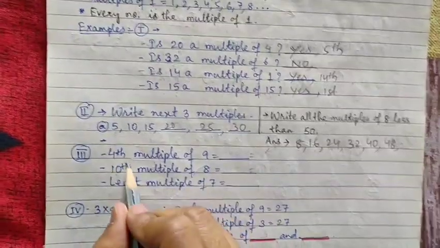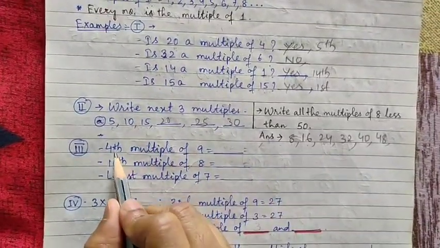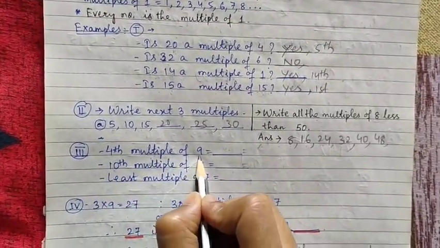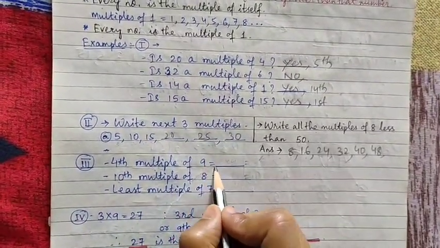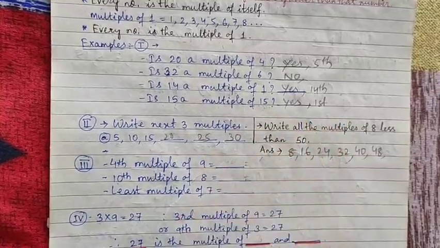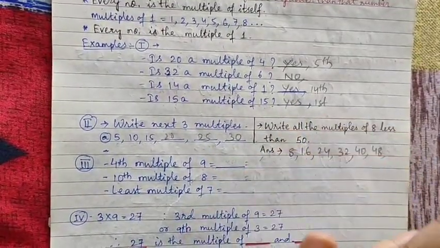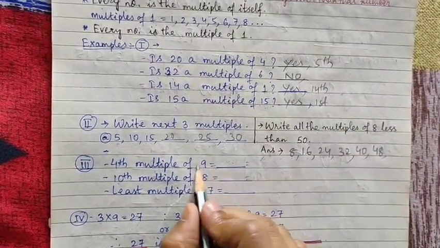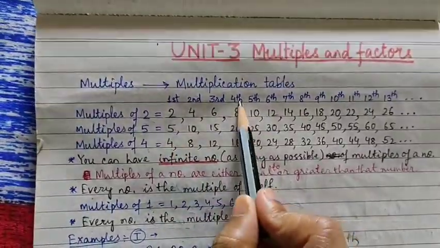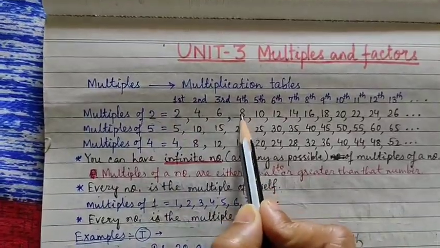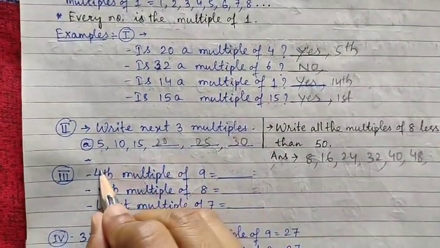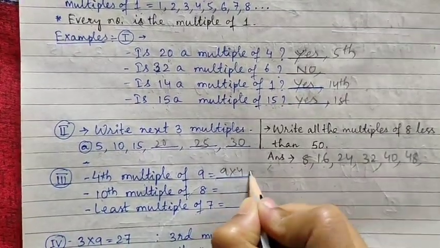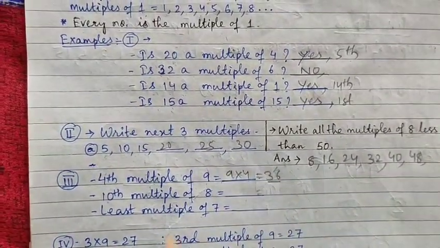Then if you have to find what is the fourth multiple of 9, it's very easy. Fourth multiple of 9 means in the table of 9 what is the fourth multiple? इसमें एक एक गिनती करने की ज़रूरत नहीं है. You can simply find just like here I told you fourth multiple of 2, 2 4s are 8. Similarly fourth multiple of 9, 9 4s is 36 is the answer.